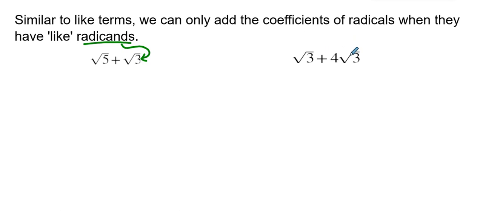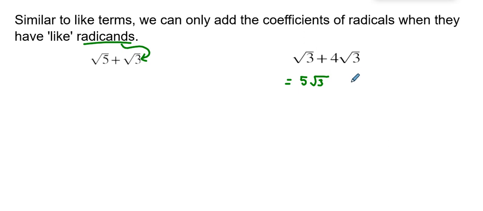Well, these are likes, right? Like radicands, they're the same number. When there's no coefficient, just like if it was an x, there'd be a coefficient of 1. So we have 1 root 3 plus 4 root 3. So in that case, we can say, well, I have a total of 5 root 3's.